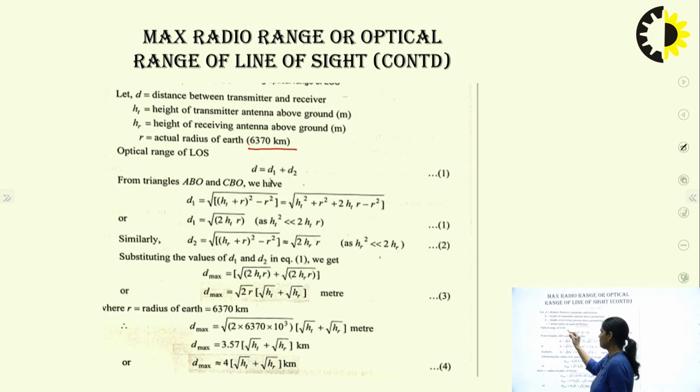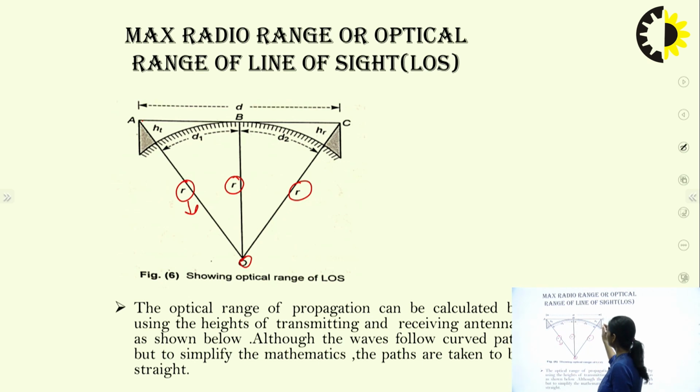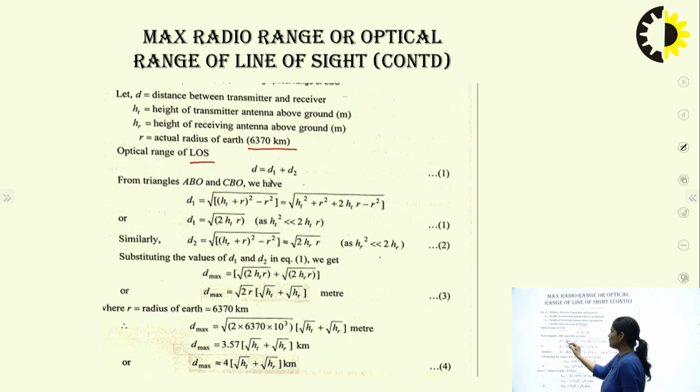Now the optical range of line of sight means D is equal to D1 plus D2. If you calculate from triangles ABO and CBO, considering these two triangles, you can find D1 is equal to the square root of (HT plus R) whole squared minus R squared. That is HT squared plus R squared plus 2 HT R minus R squared. So D1 is equal to the square root of 2 HT R. Why is it so? Because HT squared is much less than 2 HT R.